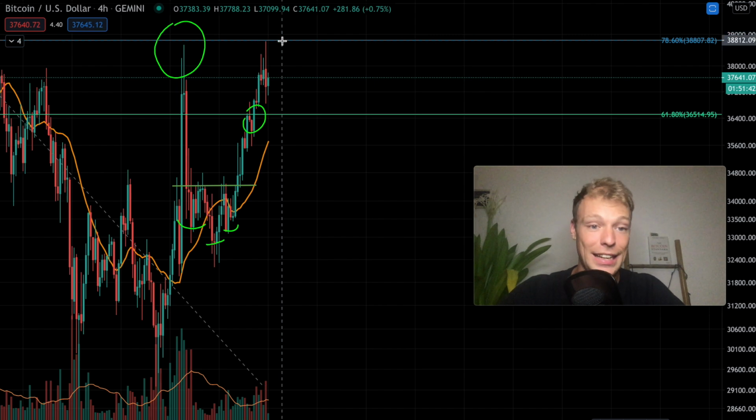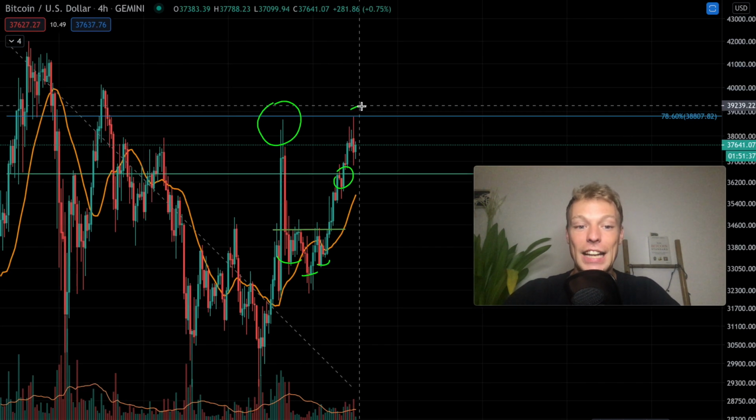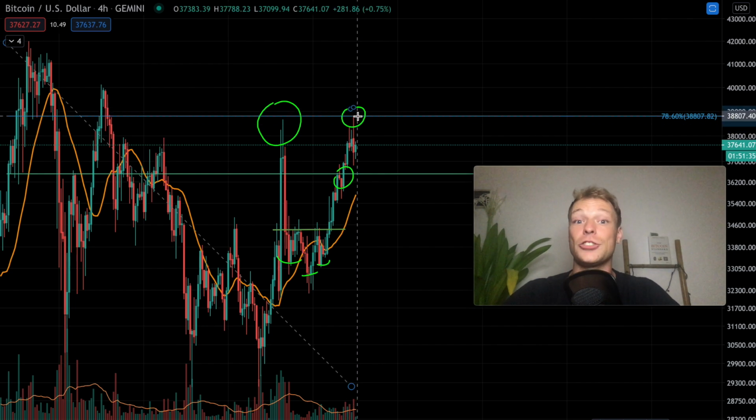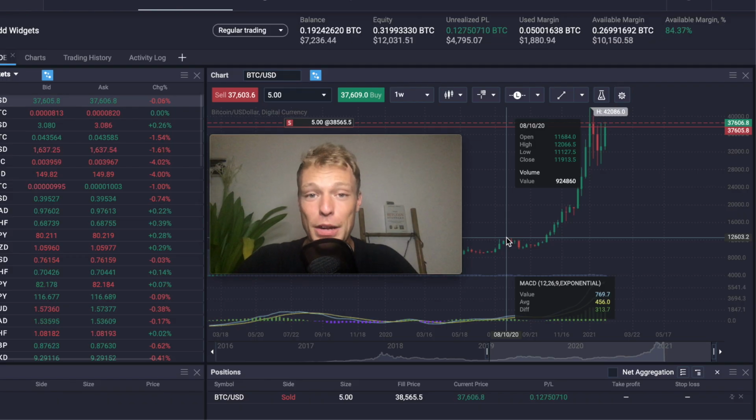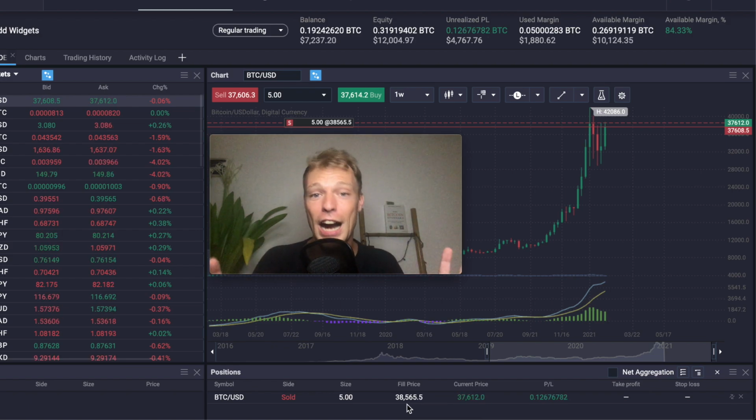So what I've done right here is I've opened a short position the exact moment Bitcoin touched this level. And guys, when we have a look at my trade on the Prime XBT platform, then we can see that I've entered a short position right here at the exact level of the Fibonacci, the 78.60%, at the level of 38,550 approximately, because there's just a high probability that we are going to see a sell-off.